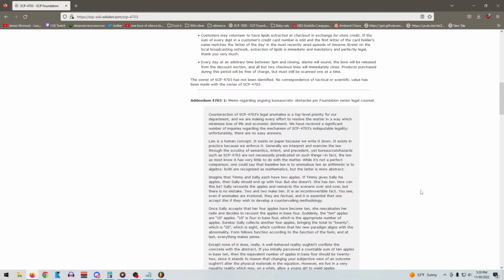While it is not a perfect comparison, one could say that baseline law is to anomalous law as arithmetic is to algebra. Both are recognized as mathematics, while the latter is more abstract. Imagine that Timmy and Sally each have 2 apples. If Timmy gives Sally his apples, then Sally should end up with 4. Oh, yeah, no, okay. But she doesn't. She has 10. How can this be? Sally recounts the apples, reenacts the scenario over and over, but see, there is no mistake. 2 and 2 make 10. It is an incontrovertible fact, you see. Even if the anomalies are irrational, they are factual. It is essential that one accept this if they wish to continue to develop a countervailing methodology.